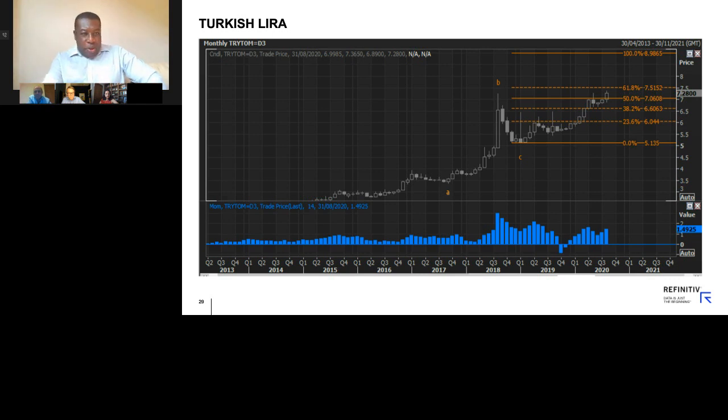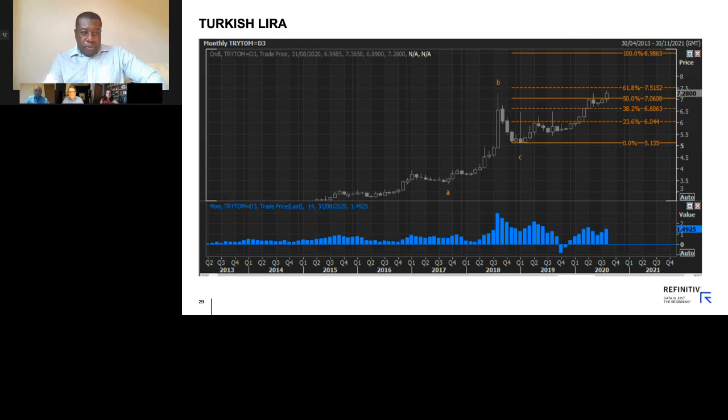And if you see the A, basically I've got the letters on there. So it's an extension from C, and it's 100% of that move from A to B, and that target is just below 9. So that's my expectation for that. And also, if I just show you this chart here, this one is actually a little bit out of date now, so it should be a little bit higher than that.